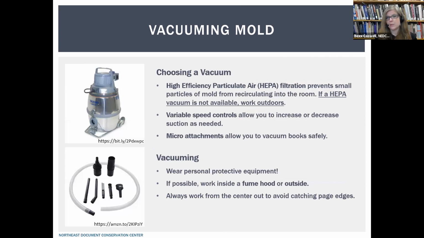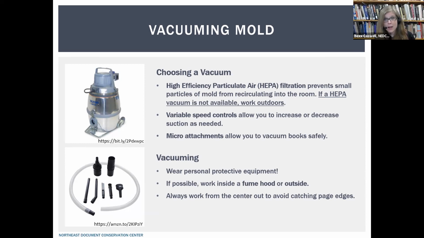So when you are vacuuming mold, you want to make sure you are using a vacuum with a high efficiency particulate air filtration system, also known as HEPA. Basically, that is going to filter out those mold particulates so that they do not recirculate into your room. A regular household vacuum sucks air in, but it also has to put it out. A regular household vacuum filter is not good enough, and you will end up just putting mold back into your space.